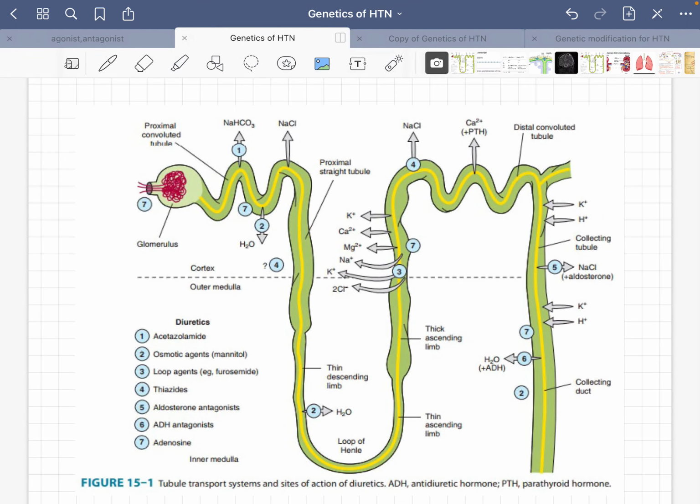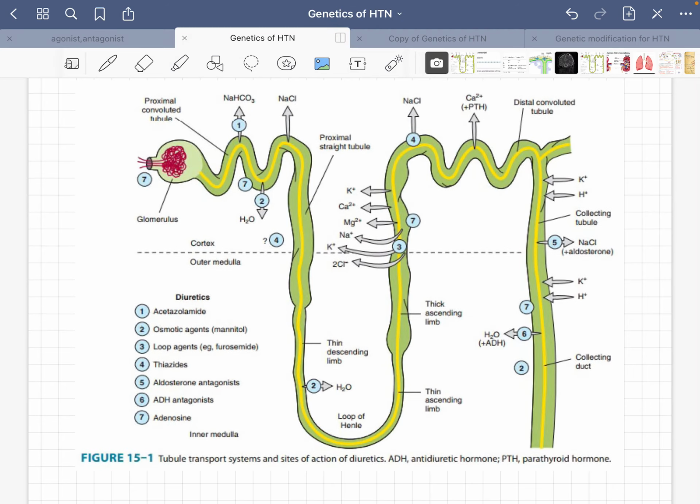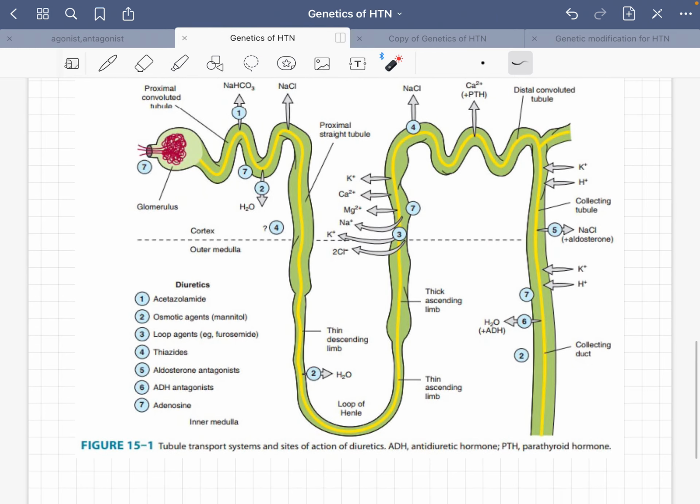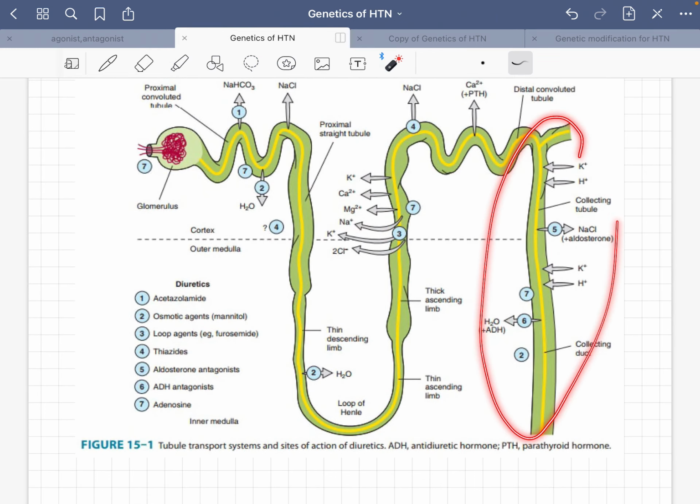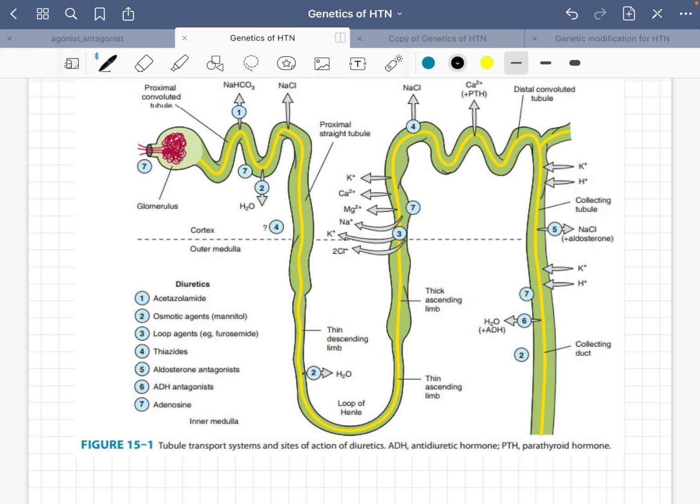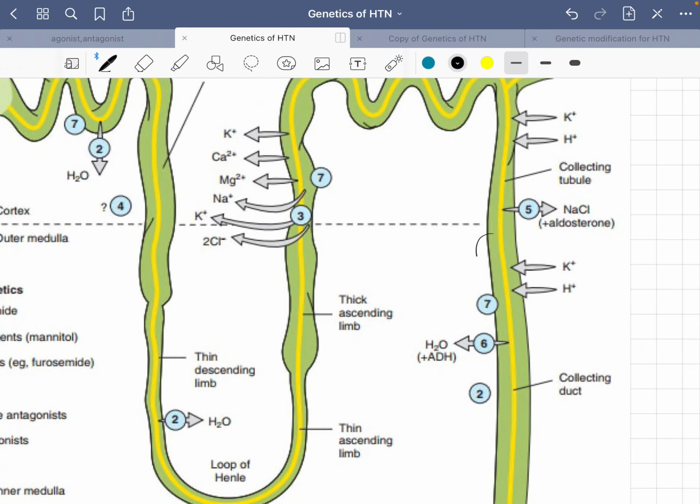All of you know that in the nephron there are renal tubules and glomerulus. In a renal tubule there are four segments: the proximal convoluted tubule, the loop of Henle, the distal convoluted tubule and the collecting tubule. In these collecting tubules there are a lot of epithelial sodium channels.